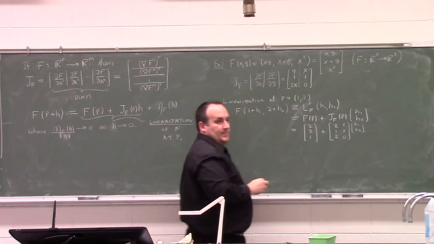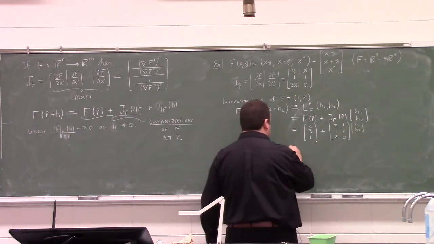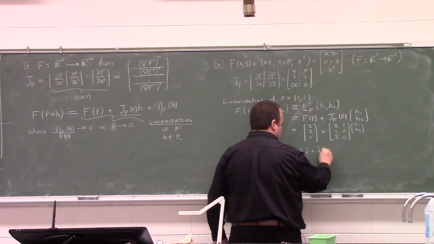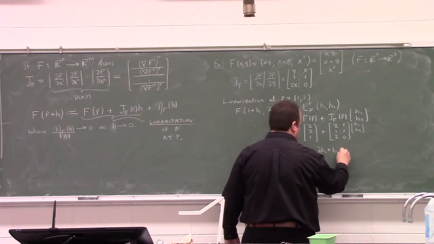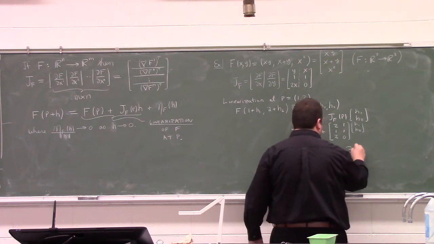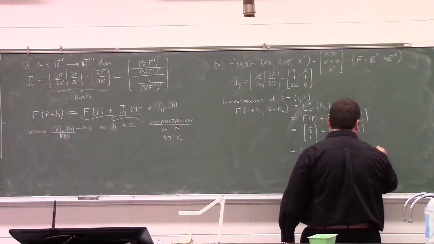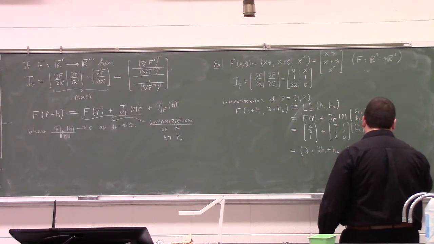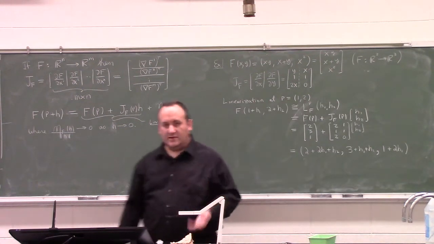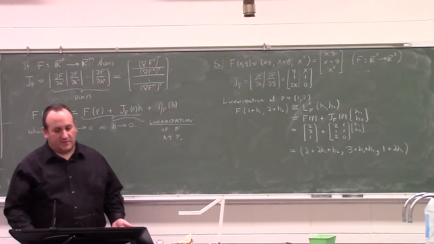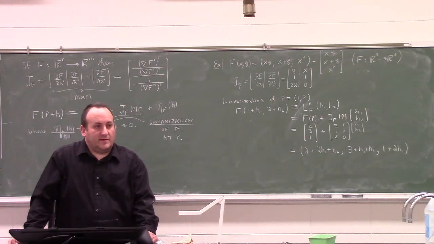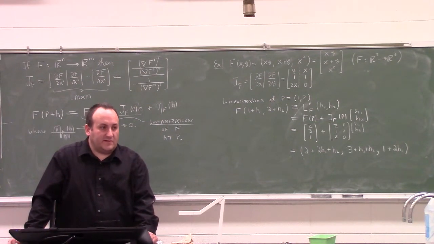So there you go. I'll rewrite it in the other notation. This is (2 plus 2h1 plus h2, 3 plus h1 plus h2, 1 plus 2h1). That is the best linear approximation to this nonlinear function at the point (1, 2). And that's how you do it. You calculate the Jacobian matrix, you plug in the point, and you basically do the tangent line thing from calculus 1. It's just now you've got a matrix and a vector as opposed to a number.